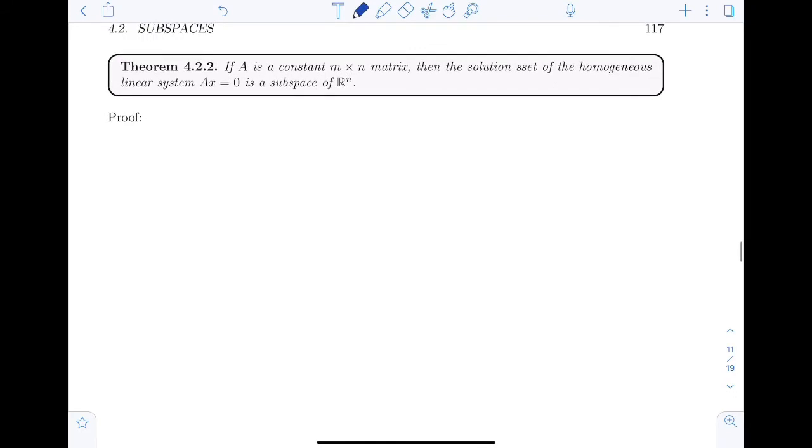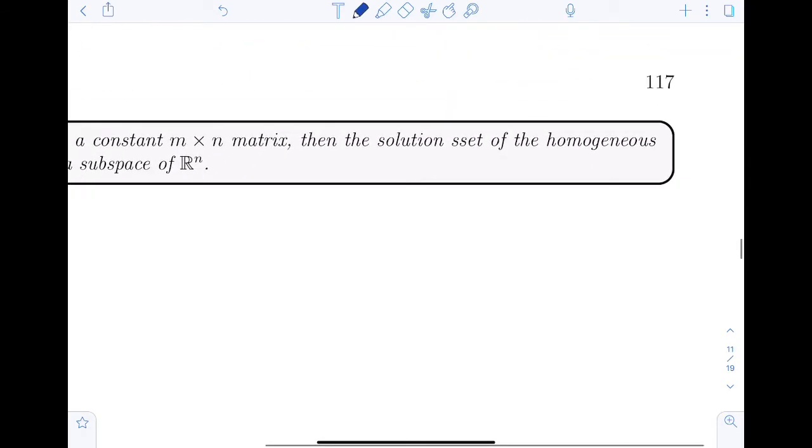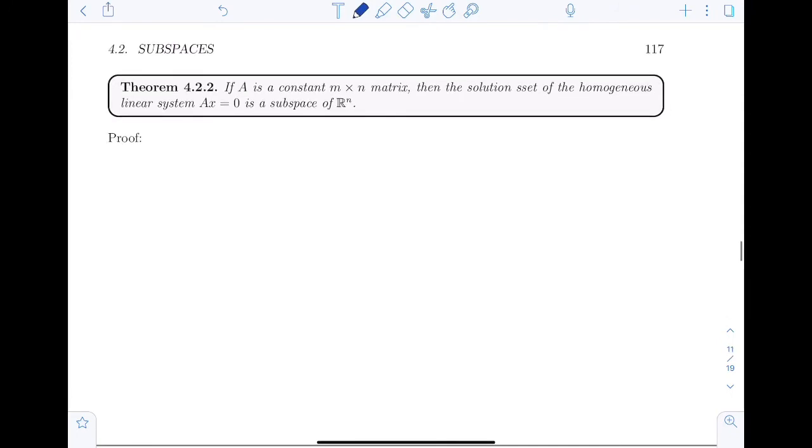Okay, so here's a theorem. The theorem says if A is a constant m by n matrix, then the solution set of the homogeneous linear system Ax = 0 is a subspace of Rn. I should put little vectors on these things because they're vectors here. Okay, so what the heck does that mean?